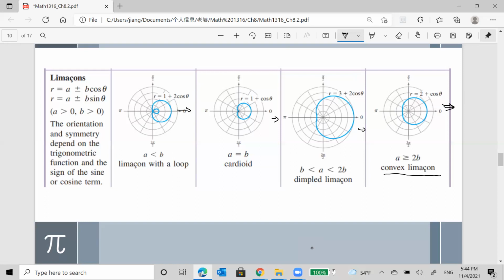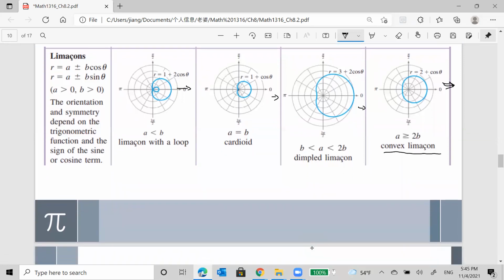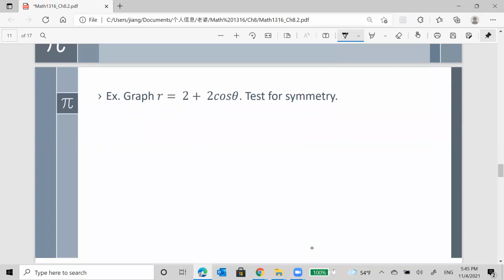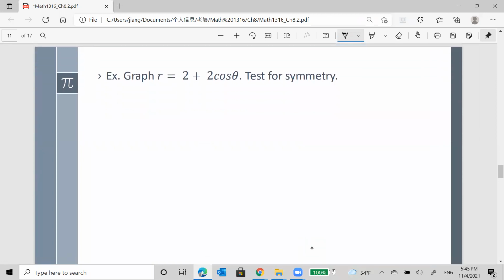Actually we won't learn too much on this part because we will learn these kinds of things, limaçons, in pre-calculus. So I just mentioned how I memorize these four kinds of shapes by thinking about the suction cups. Okay, let's continue. I think I don't have time, so let's stop and I will make another video later.